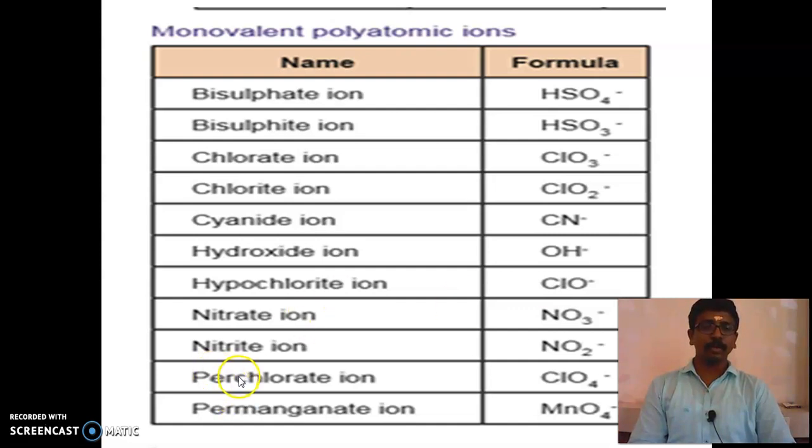And next is perchlorate. Perchlorate means ClO4 minus, and permanganate ion means MnO4 minus.